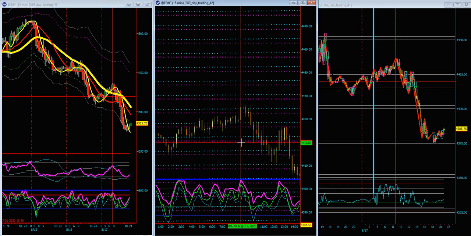All right, so we are still tracking down. So this is where the Gann shines.